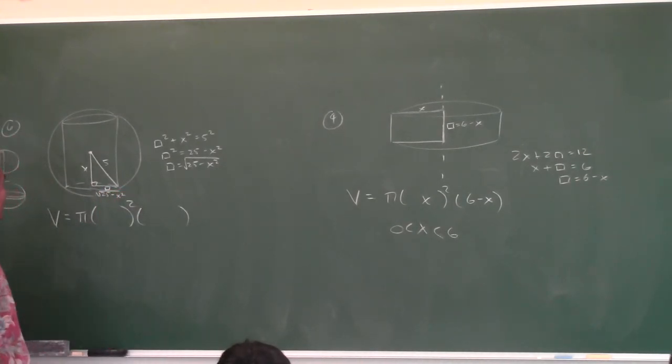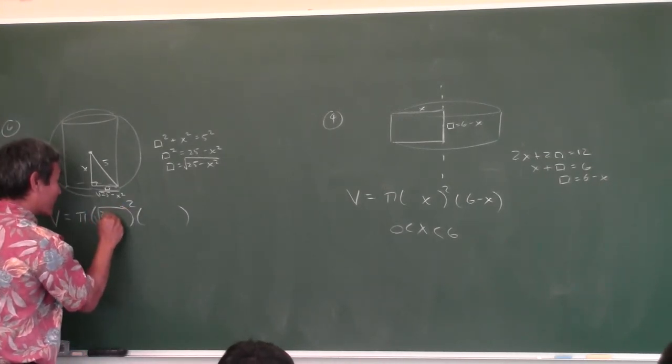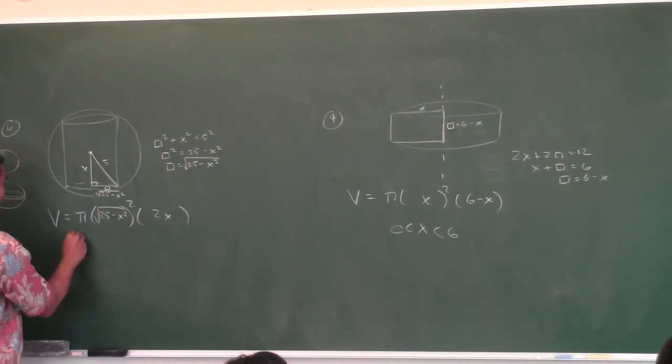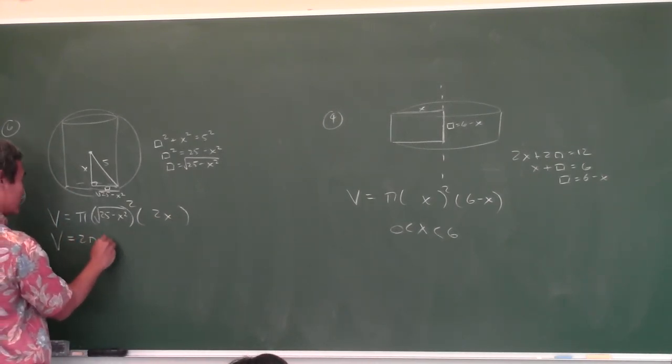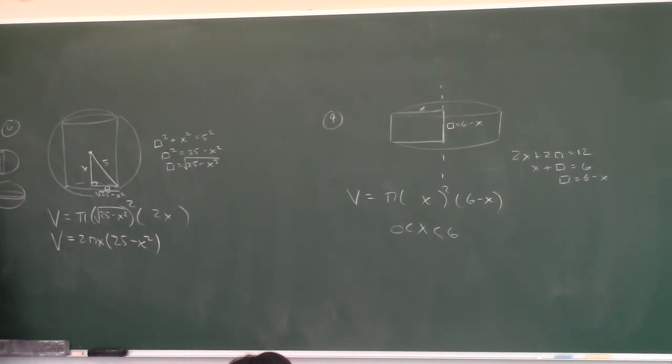Okay, look at this picture. What is the radius of this cylinder? Quick. What is the radius? Square root of 25 minus x squared. You know what a common mistake on the quiz is? They forget to put the square root. Okay, now look at this picture. What is the height of the cylinder? 2x. So if you simplify this, you get volume is 2 pi x times the square root of 25 minus x squared. There you go. And what a surprise, it's a cubic function. They're all going to be cubic functions. Because volume, right?